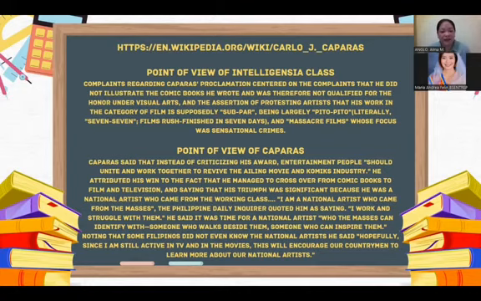Point of view of Caparas. Caparas said that instead of criticizing his award, entertainment people should unite and work together to revive the ailing movie and comics industry. He attributed his win to the fact that he managed to cross over from comic books to film and television, and said his win was significant because he was a national artist who came from the working class.